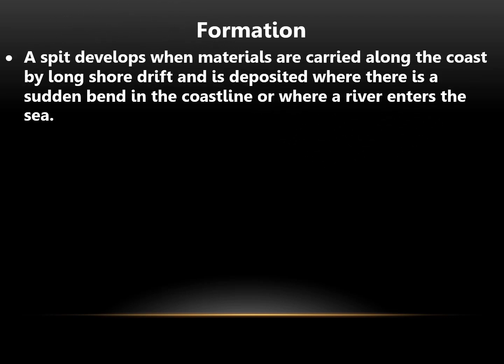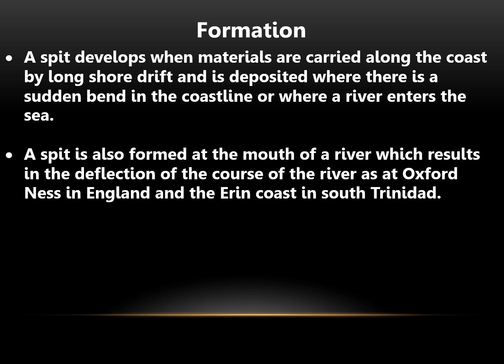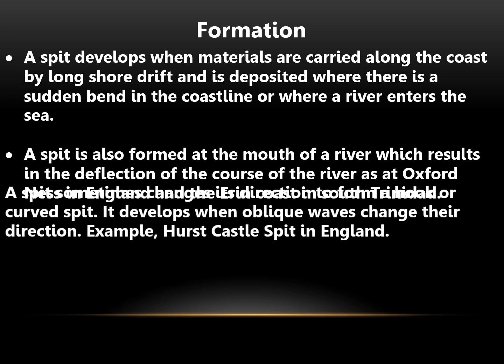So how are spits formed? Well, spits are formed in various ways. For instance, a spit can develop when materials are carried along the coast by longshore drift, which is the most common way, and is deposited where there is a sudden bend in the coastline or where a river enters the sea. A spit is also formed at the mouth of a river, which results in deflection of the course of the river. For example, the Oxford Ness River in England and along the Erin Coast in southern Trinidad.